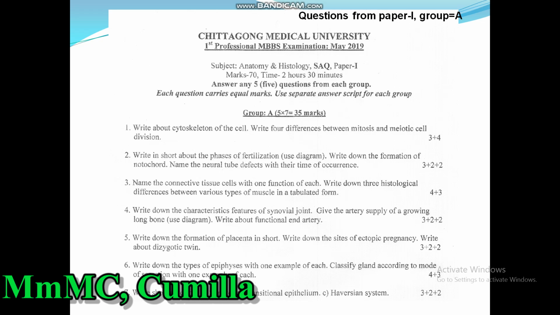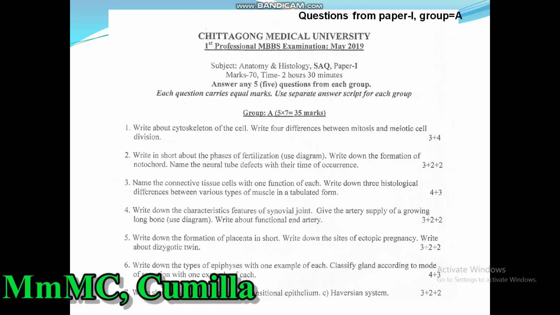And the third question given here: name the connective tissue cells with one function of each. Here the question is very specific. It comes from general histology. So you know general histology starts from the epithelial tissues, then connective tissue, muscular tissue and nervous tissue. So you have to know the general aspects of this, and the questions actually come from here, general histology.